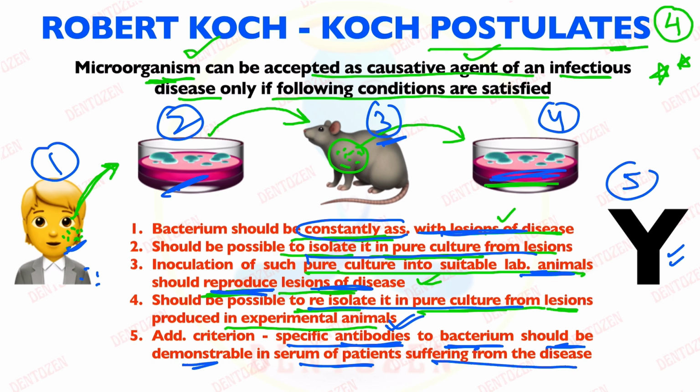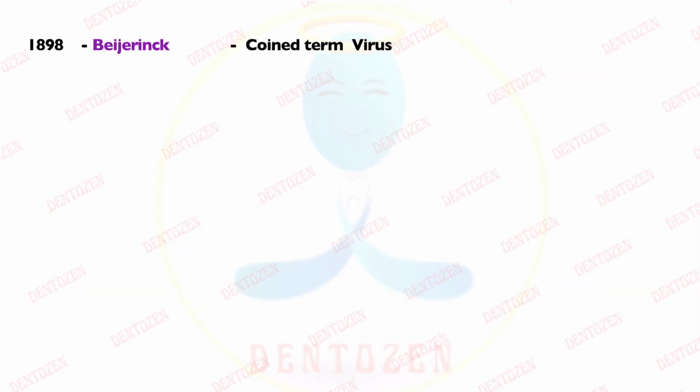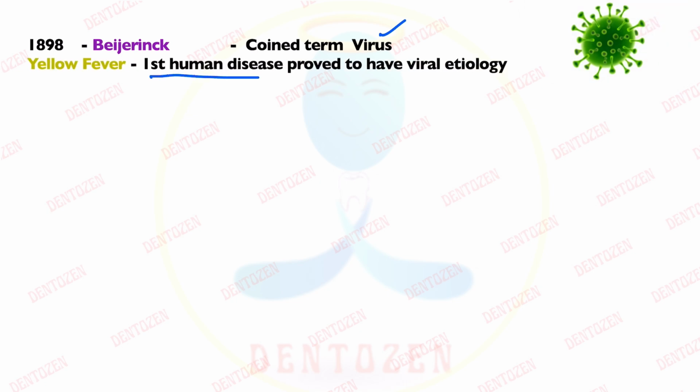So by the beginning of 20th century, many infectious diseases were proved to be caused by bacteria, but certain diseases still had unknown cause. So it was said that there could be some organism which is too small to be seen even under the light microscope. There came the term virus. So Beijerinck was the first person to coin the term virus, and yellow fever was the first human disease proved to have viral etiology. Then these viruses were not only causing infections, but they could also produce cancers.